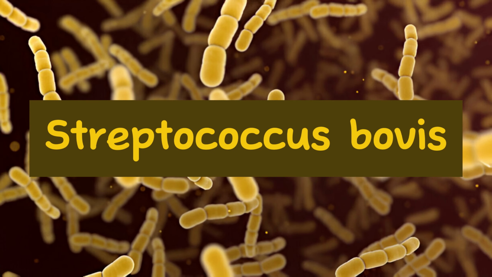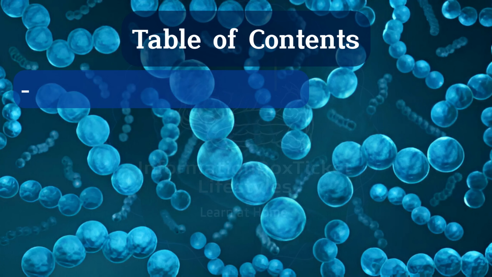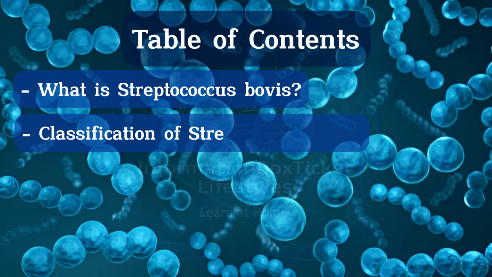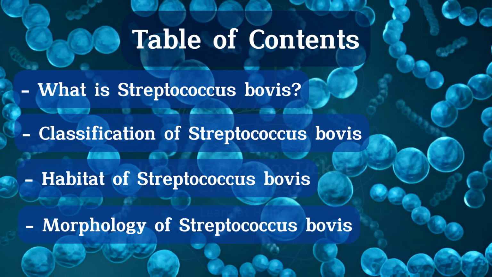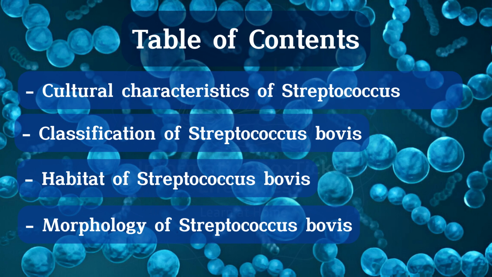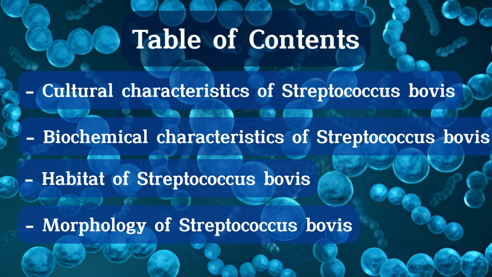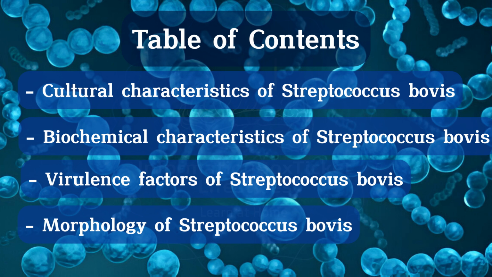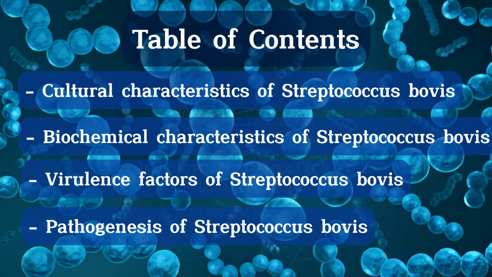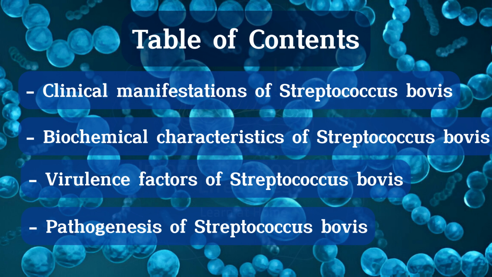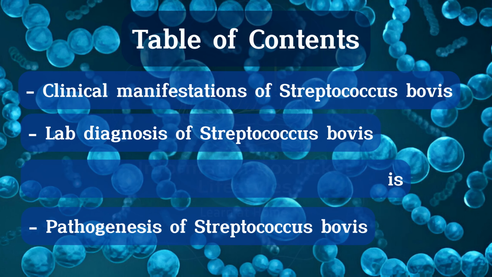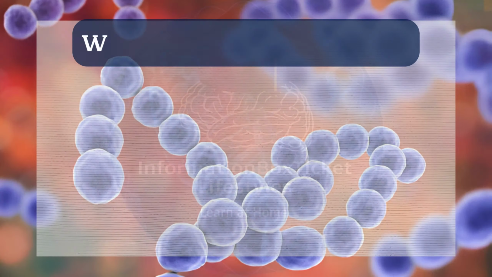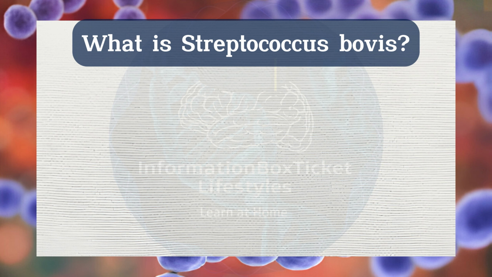Streptococcus bovis. Table of contents. What is Streptococcus bovis? Classification of Streptococcus bovis. Habitat of Streptococcus bovis. Morphology of Streptococcus bovis. Cultural characteristics of Streptococcus bovis. Biochemical characteristics of Streptococcus bovis. Virulence factors of Streptococcus bovis. Pathogenesis of Streptococcus bovis. Clinical manifestations of Streptococcus bovis. Lab diagnosis of Streptococcus bovis. Treatment of Streptococcus bovis.